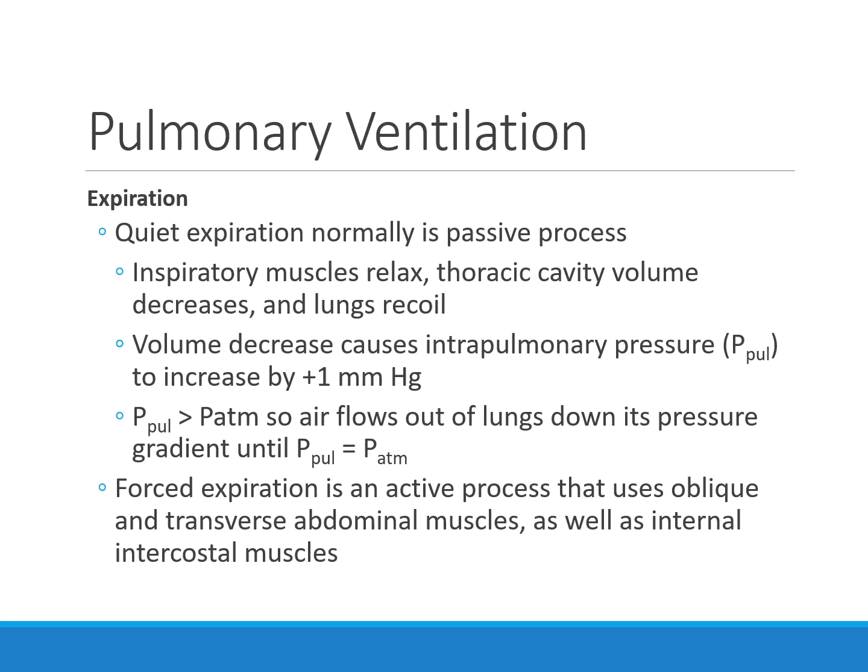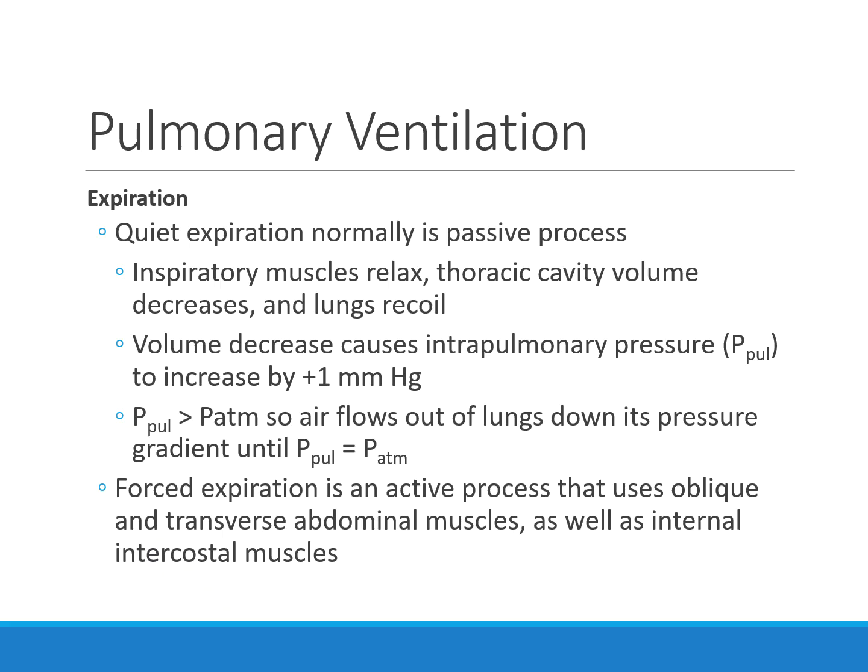What about expiration? Quiet expiration is a passive process. The inspiratory muscles relax, the thoracic cavity volume decreases, and the lungs recoil. The volume decrease causes the intrapulmonary pressure to increase by, again, just 1 or 2 millimeters of mercury compared to the outside world. So we go from 759 in the lungs when we're getting ready to expire up to 761 or 762 compared to the outside world of 760, which is what makes it move out, because air goes from an area of high pressure to an area of low.